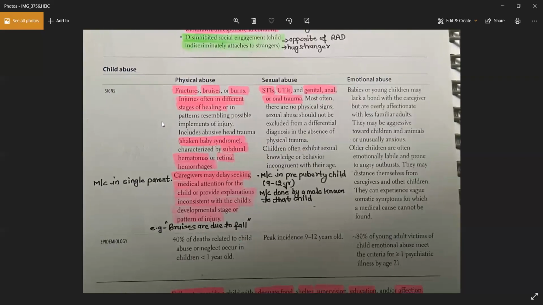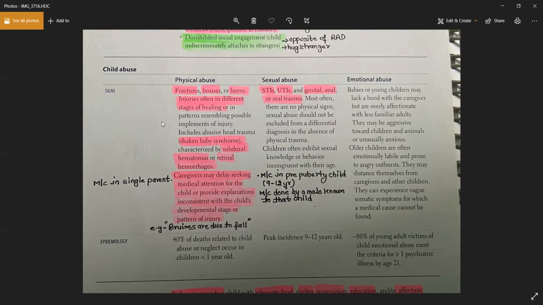Then you have different types of child abuse. One is physical abuse, second is sexual abuse, and third is emotional abuse. The signs of physical abuse include shaken baby syndrome. Remember, you will have an epidural or a subdural hemorrhage. Yes, a subdural hemorrhage. You will have retinal hemorrhages. You will have broken ribs. The patient can have a broken arm.